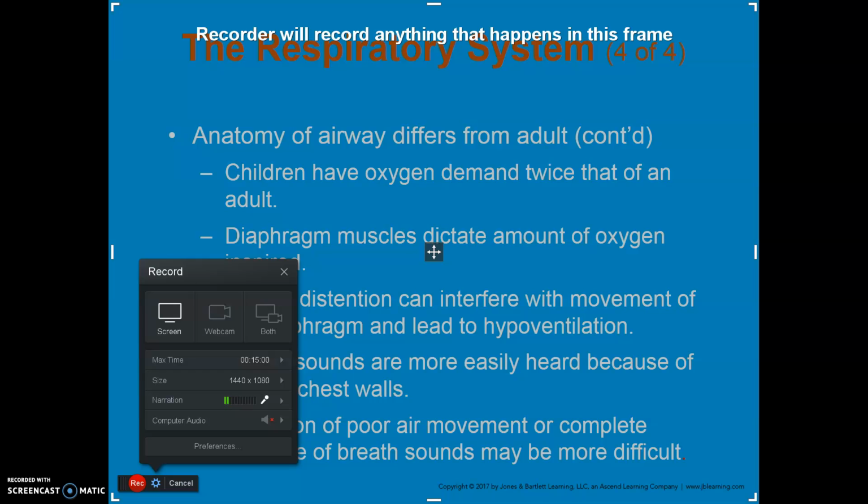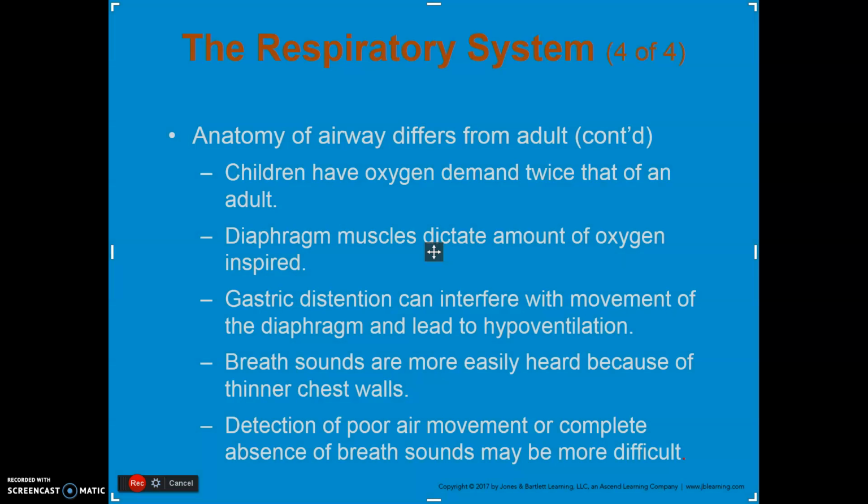Gastric distension can interfere with movement of the diaphragm and lead to hypoventilation. So when you're ventilating a child with a BVM, you have to be careful so that you don't end up making it so that they can't breathe. Less air is exchanged with each breath, so detection of poor air movement or complete absence of breath sounds may be more difficult. Breath sounds are more easily heard because of the thinner chest walls, though.